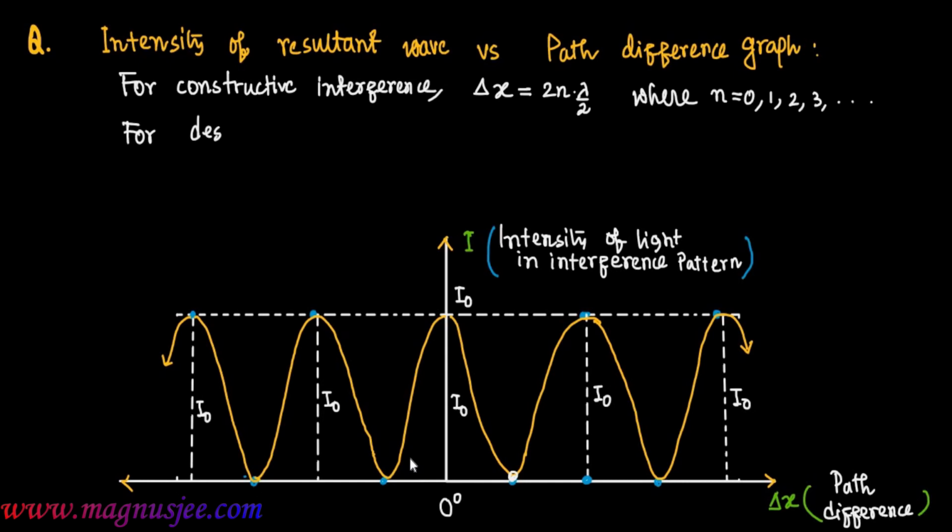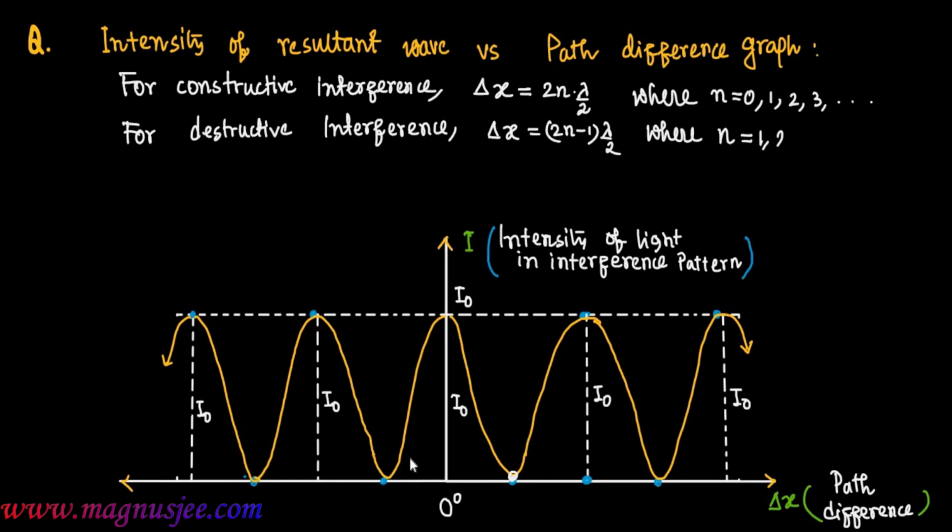And also for destructive interference, delta x is equal to (2n minus 1) lambda by 2, where n starts from 1, 2, 3, and so on. Here path difference for destructive interference is an odd multiple of lambda by 2. If n equal to 1, delta x is equal to lambda by 2. That means the first dark fringe will be obtained at path difference lambda by 2.